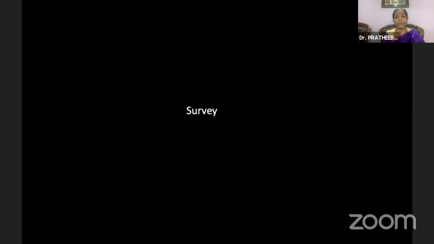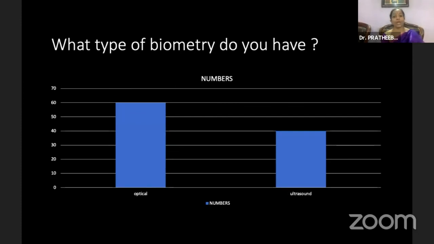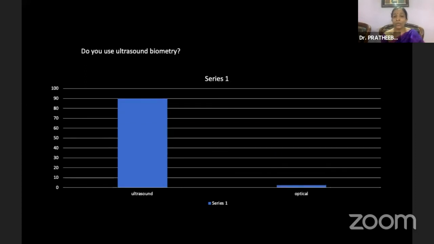So I did a small survey among the Madras city ophthalmologists to find out what type of biometers they have. And in the survey, I found that 60% actually had an optical biometer and 40% had an ultrasound biometer. But when I asked, do you use ultrasound biometry, 90% said that they still use ultrasound biometry. This itself proves that it's not obsolete. It can still be used in today's and future practice efficiently.